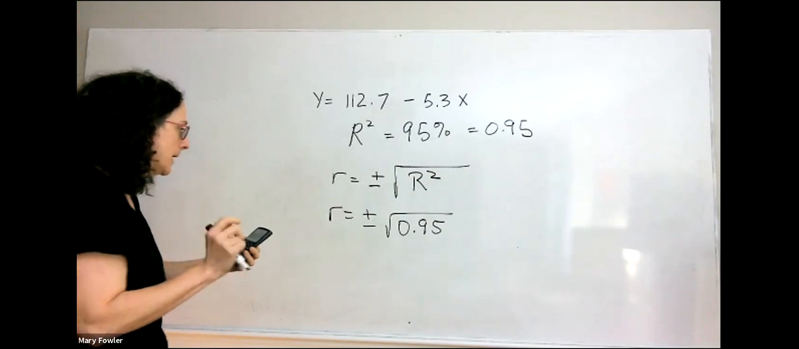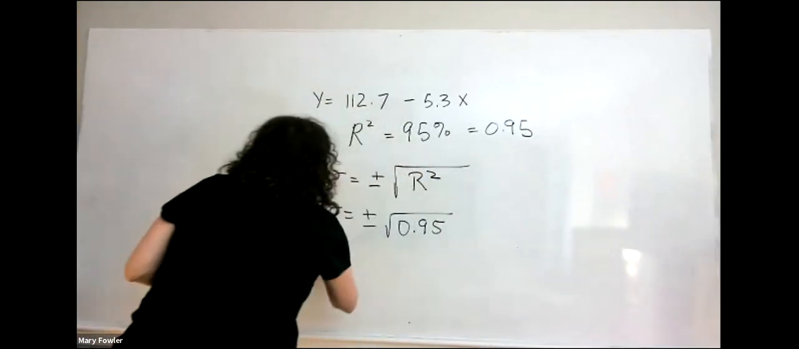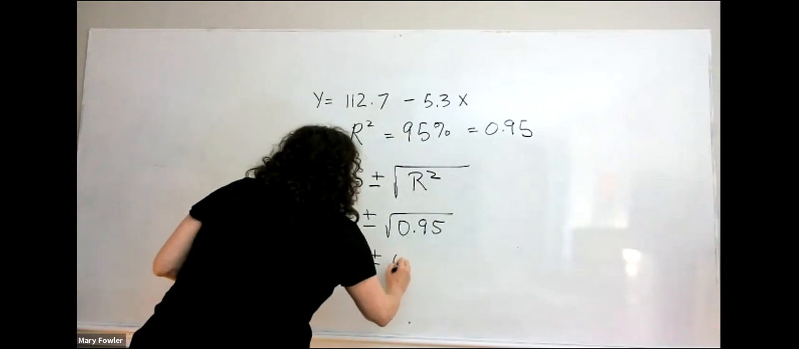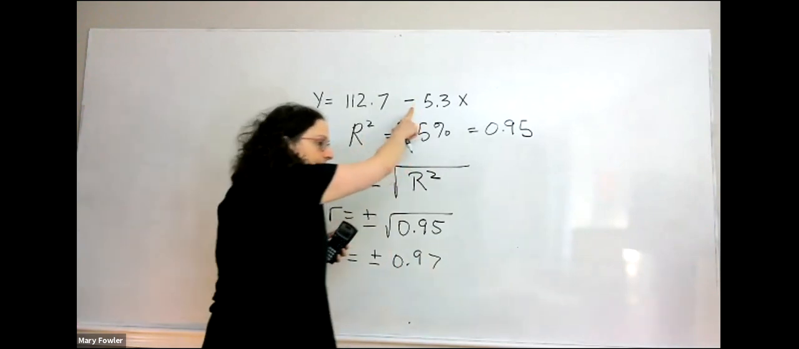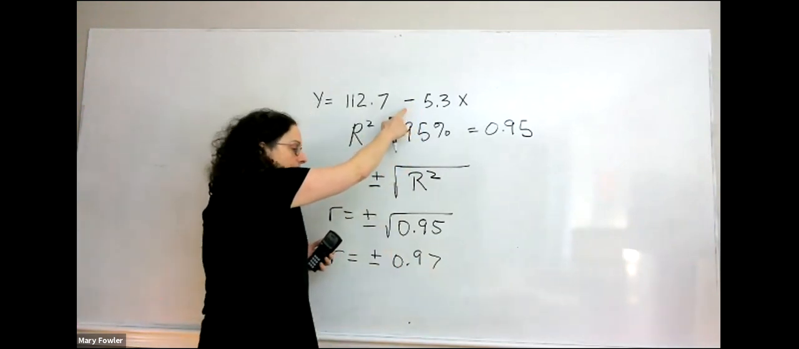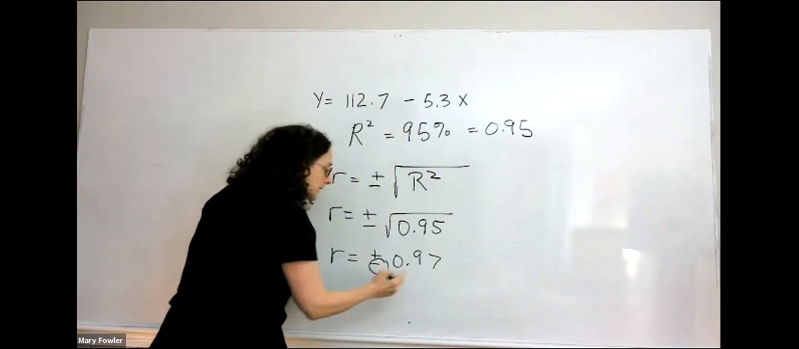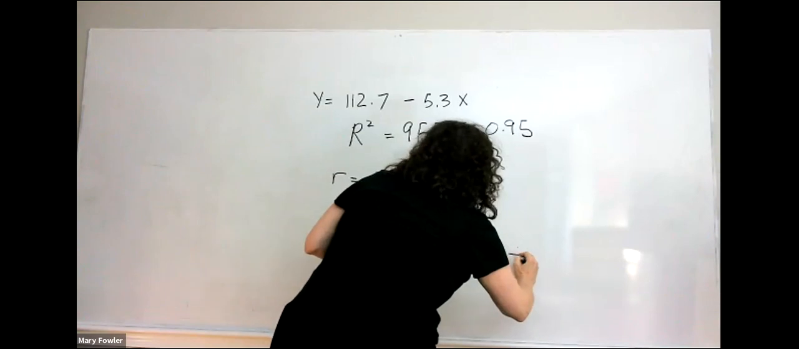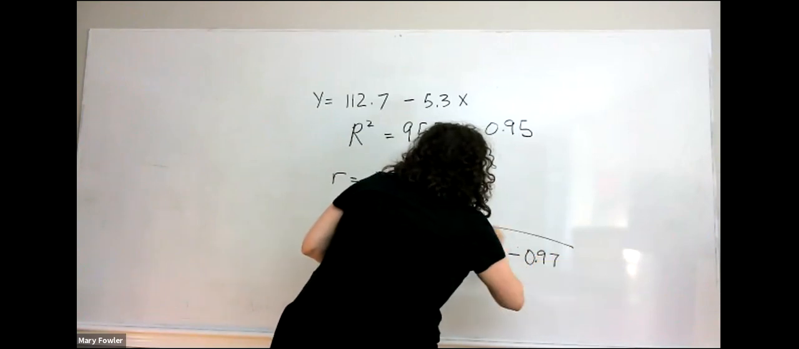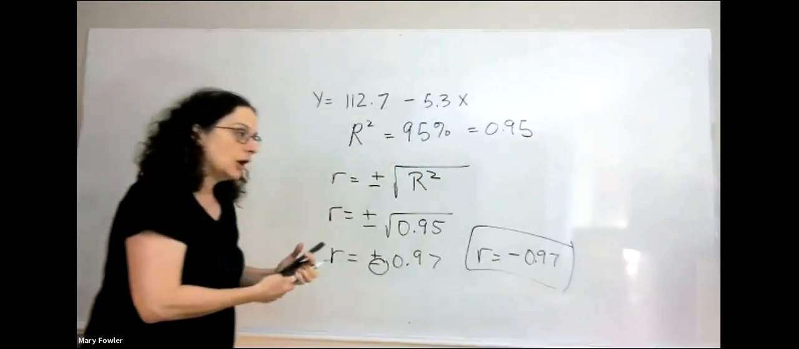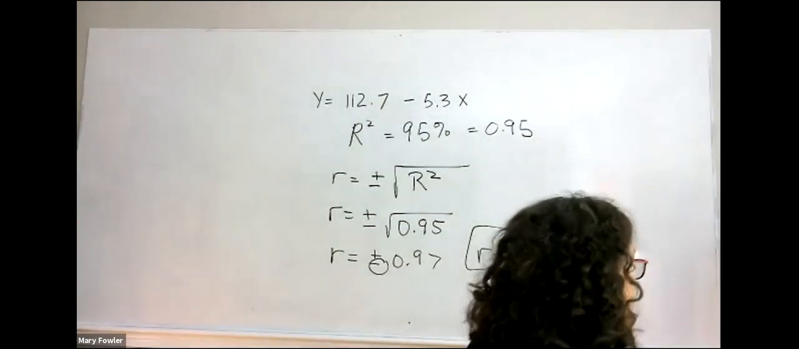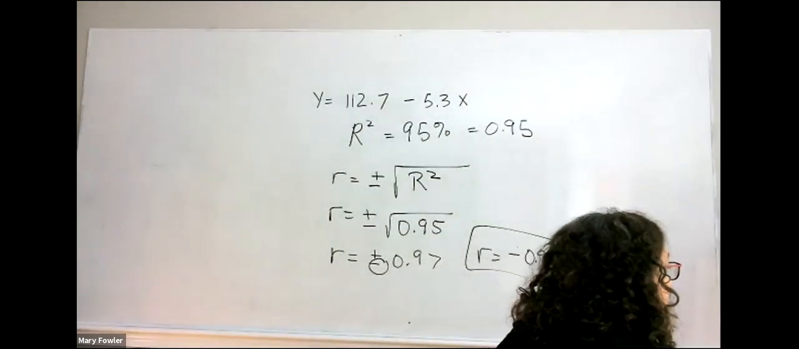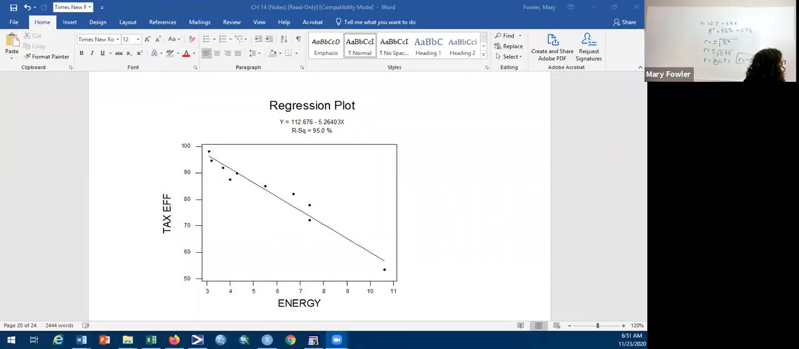And I'm getting 0.97. So then R is going to be plus or minus 0.97. And in this case, because the regression line has a negative slope, we're going to go with the negative sign. So my R is minus 0.97. That's my linear correlation coefficient for the data presented in the graph over here.